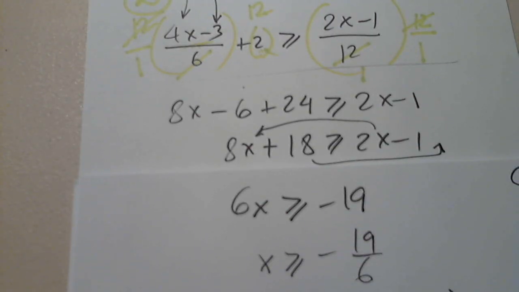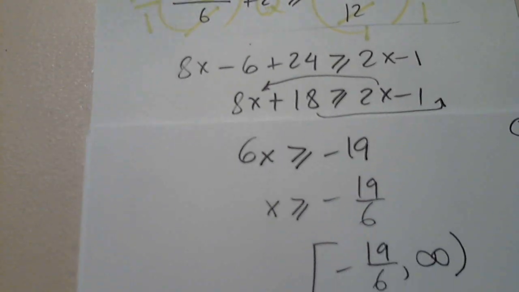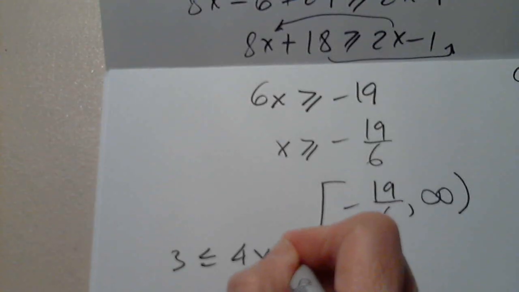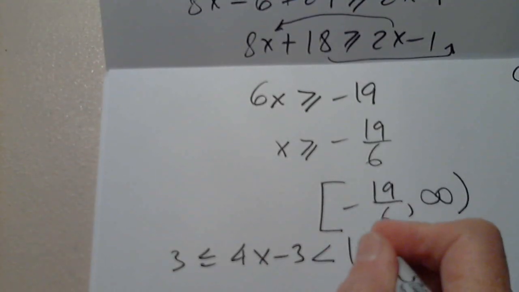Is this okay? Yes, I think so. Okay, perfect. Here's another. Let's say 3 less than or equal to 4x minus 3 less than 19.